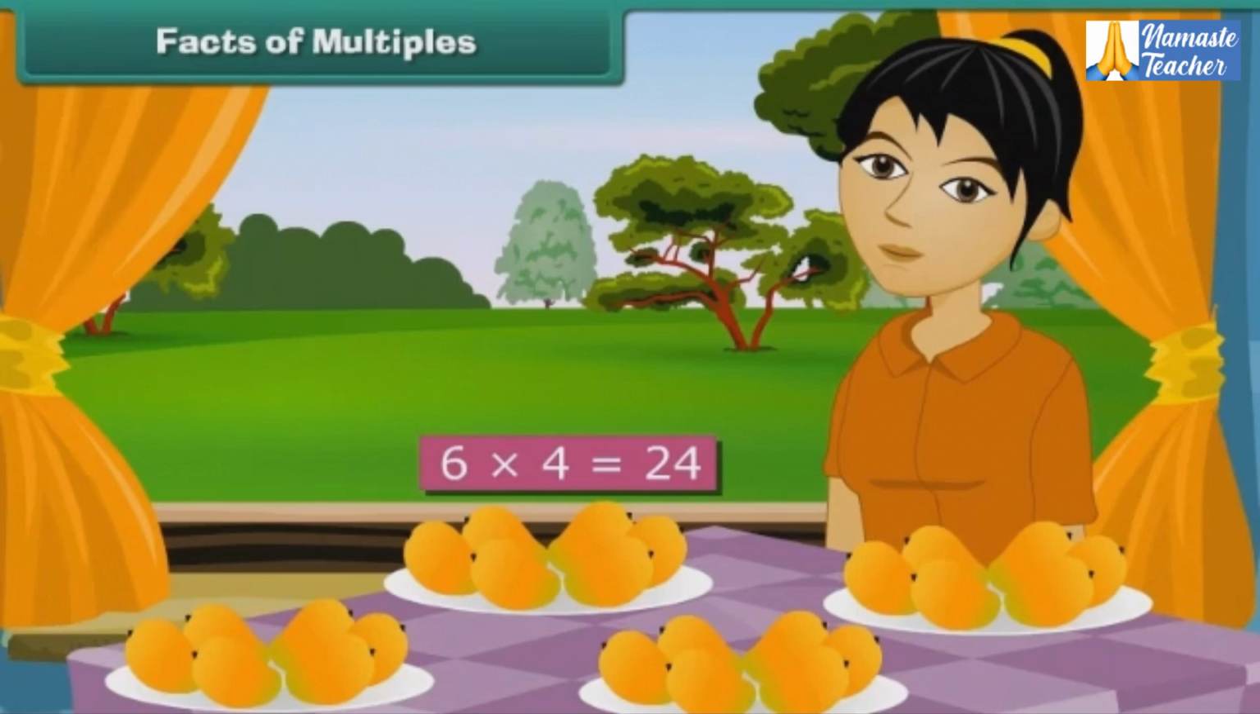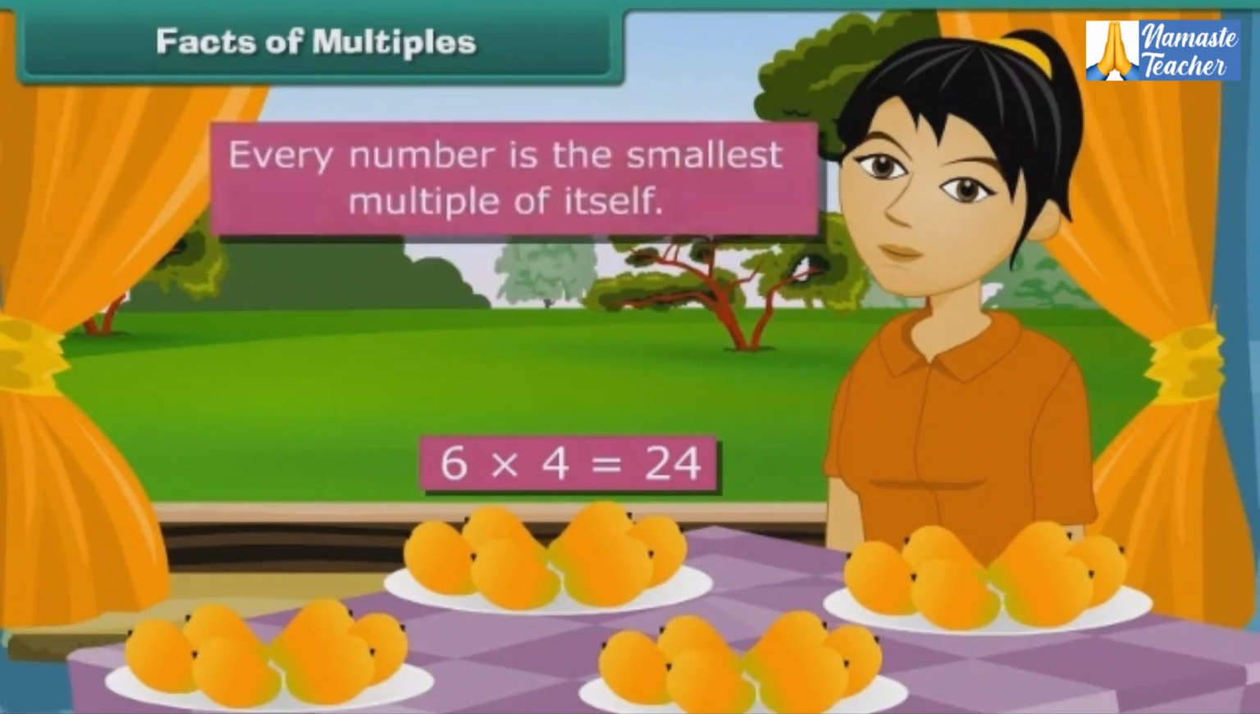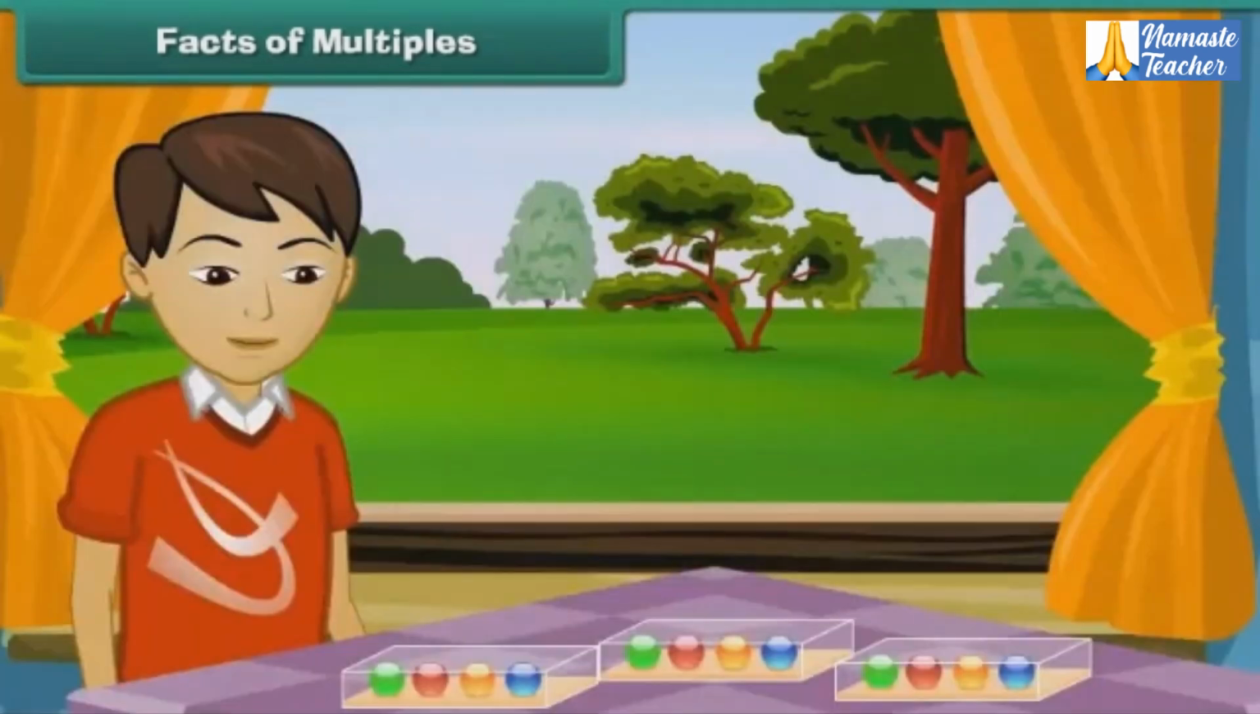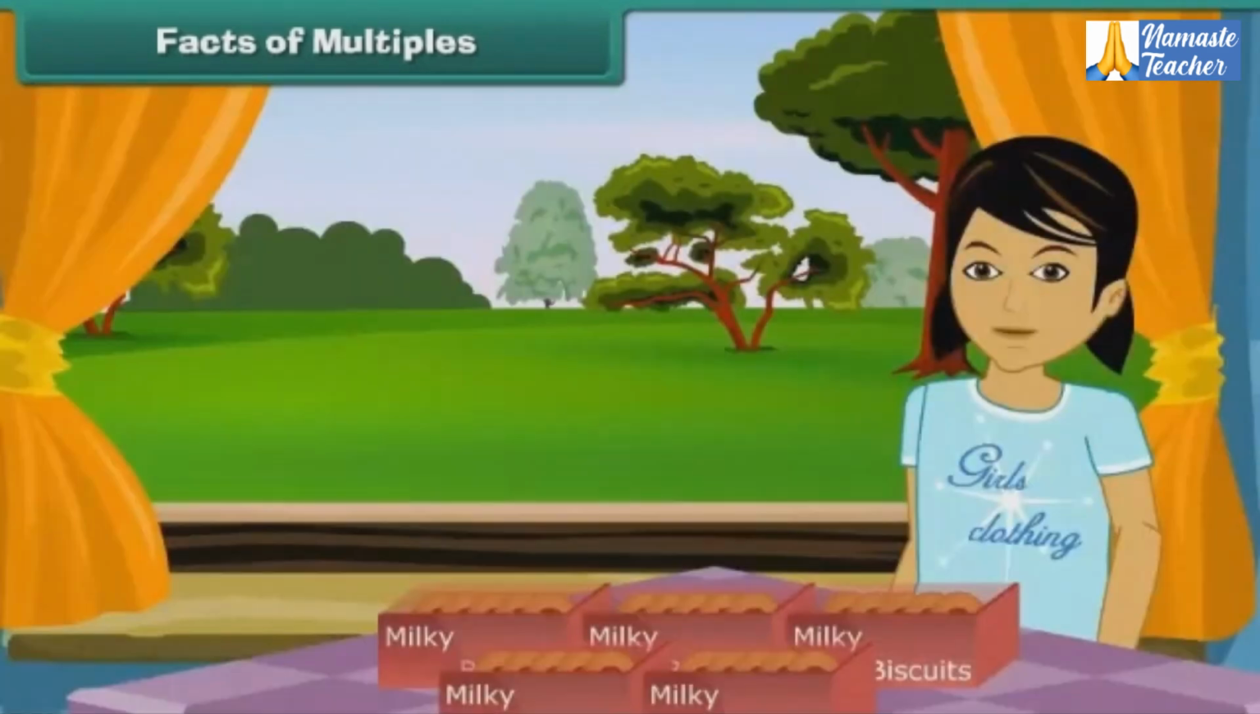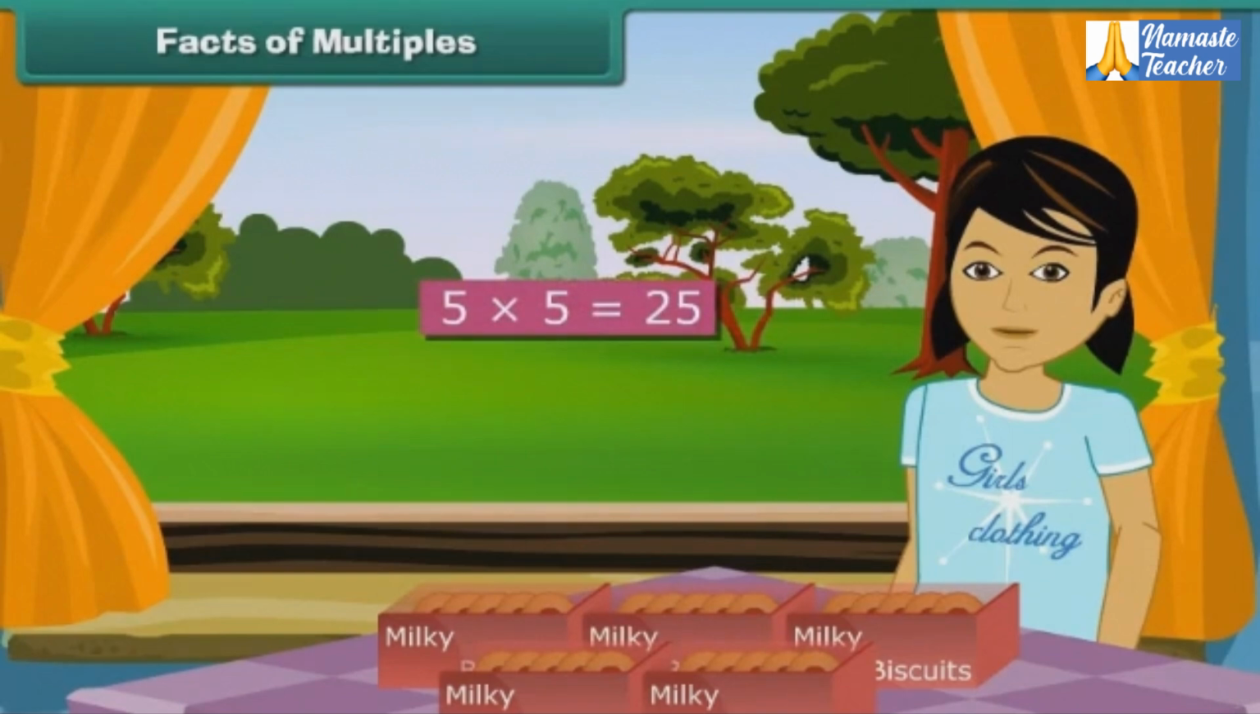It is clear from these figures that every number is the smallest multiple of itself. Ved buys yet another box of 4 marbles. The total number of marbles is 4 multiplied by 3 is equal to 12. Prerna buys 2 more packets of 5 biscuits each. The total number of biscuits is 5 multiplied by 5 is equal to 25.